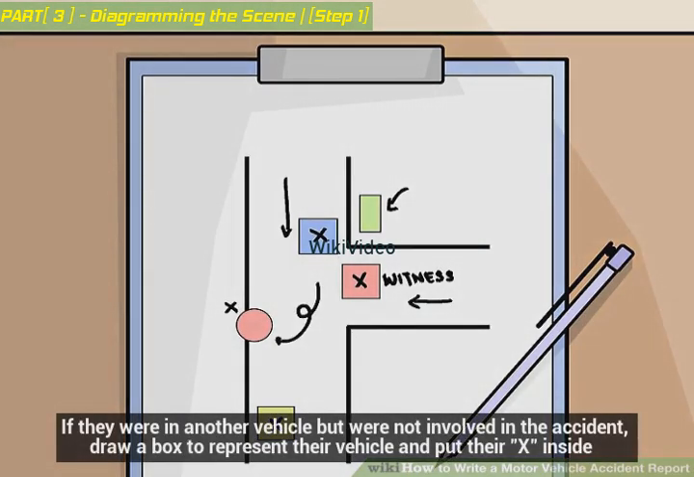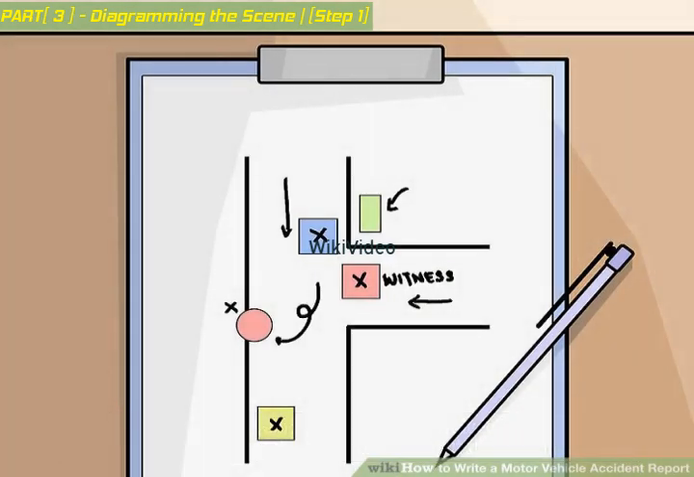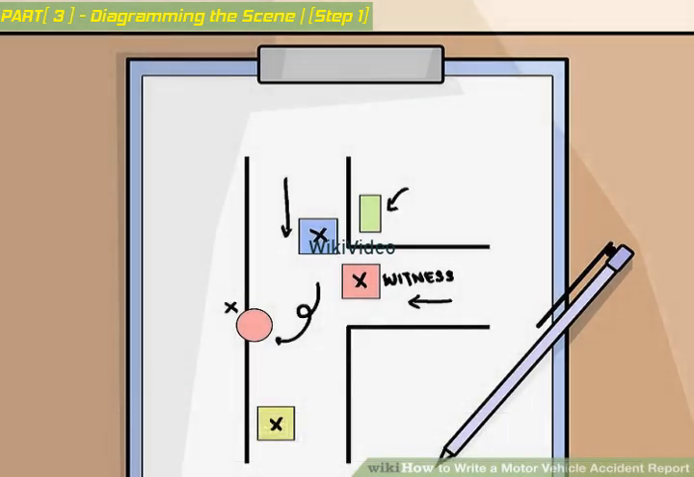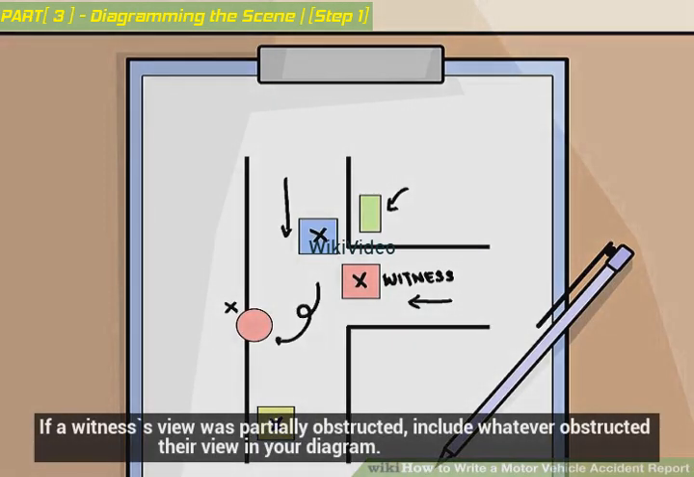If they were in another vehicle but were not involved in the accident, draw a box to represent their vehicle and put their X inside. Note if they were a passenger or driver of the vehicle, and where they were seated. If a witness's view was partially obstructed, include whatever obstructed their view in your diagram.